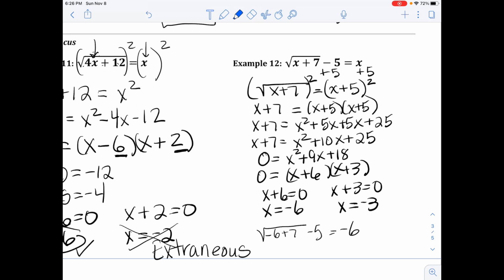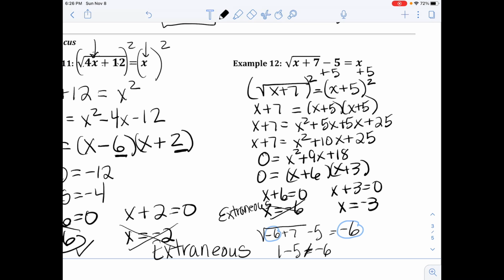Notice that the -6 is getting plugged in wherever there is an x. So that's going to be the square root of 1, which is 1. 1 minus 5 equals -6. That's not true, so this one is extraneous. We're going to X it off and write extraneous.